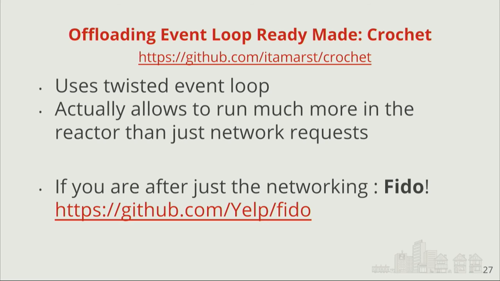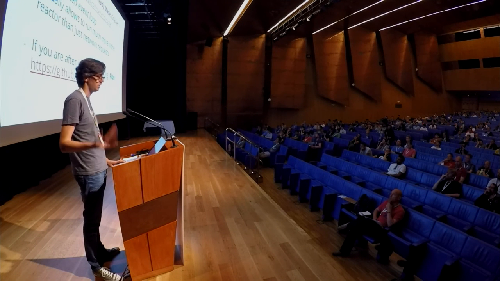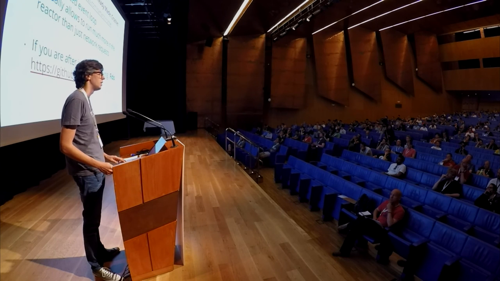I showed you code you should really not be using in production, but fortunately there are a few libraries you could be using. If you are really interested in offloading the event loop, Crochet is a very, very nice library. It uses a Twisted event loop, and you can basically run anything in the Twisted reactor, offloaded. And if you just want the networking part, Yelp has a library called Fido, that you might have heard of if you went to Stefan's talk yesterday. Use it. It's cool.